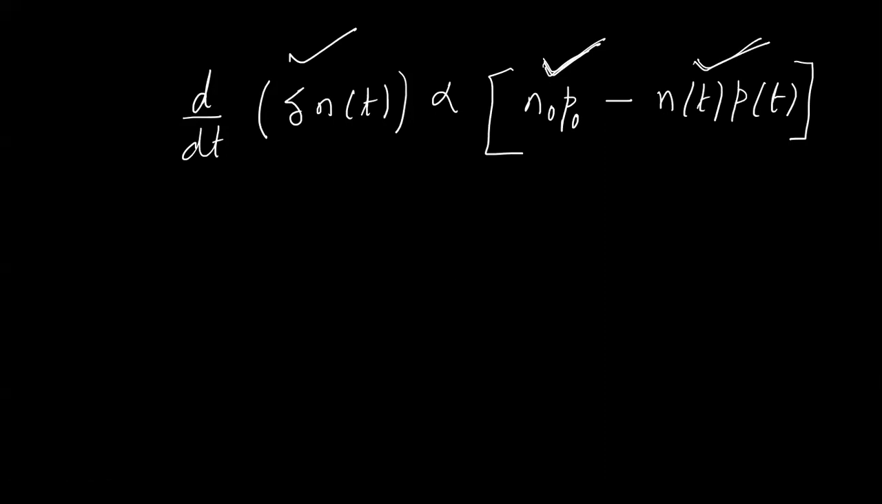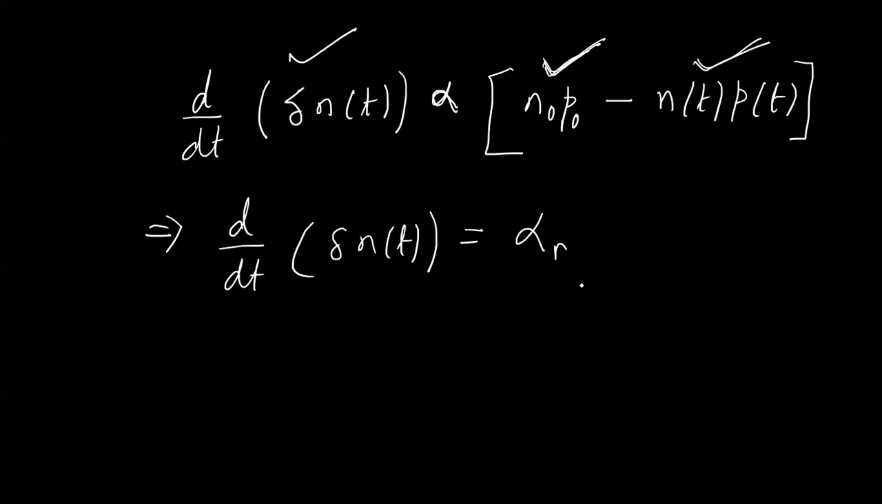This is a simple argument we can take. After this, the proportionality constant can be written mathematically: d by dt of delta nt, the variation of the excess carriers, can be written as some proportionality constant, which I'm writing as alpha r. That proportionality constant r is for the recombination rate. Small r we are writing, just to distinguish it. Then ni square, which is n0 p0, minus nt pt, right?